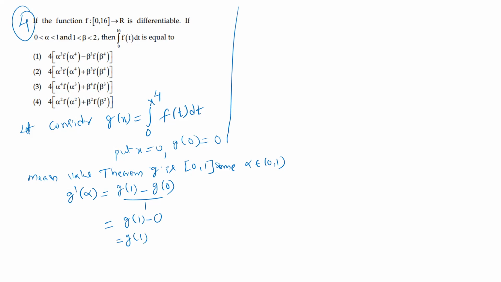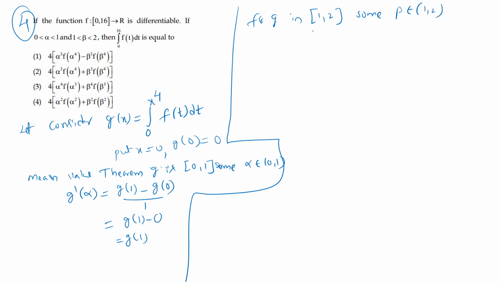Similarly, one more constant exists. The same for g in the closed interval 1 comma 2. There is some constant, that is beta, which belongs to the open interval 1 comma 2, at which g dash of beta satisfies g of b, that is g of 2, minus g of a, that is g of 1, by 2 minus 1, which is 1. Now, g of 2 minus g of 1.